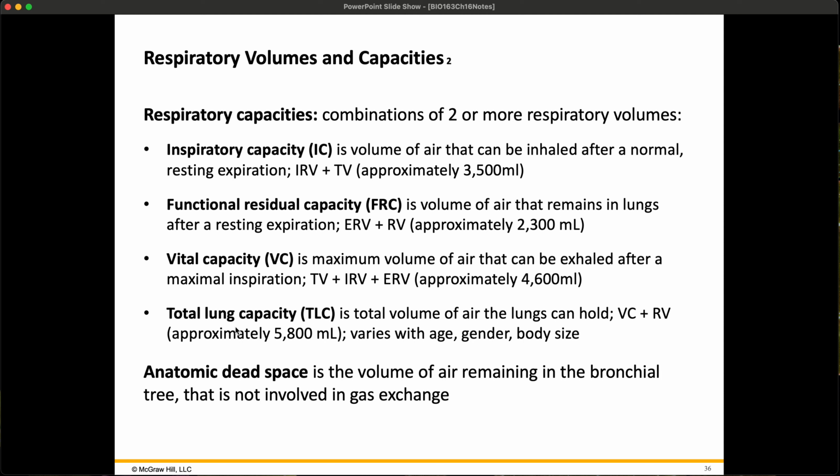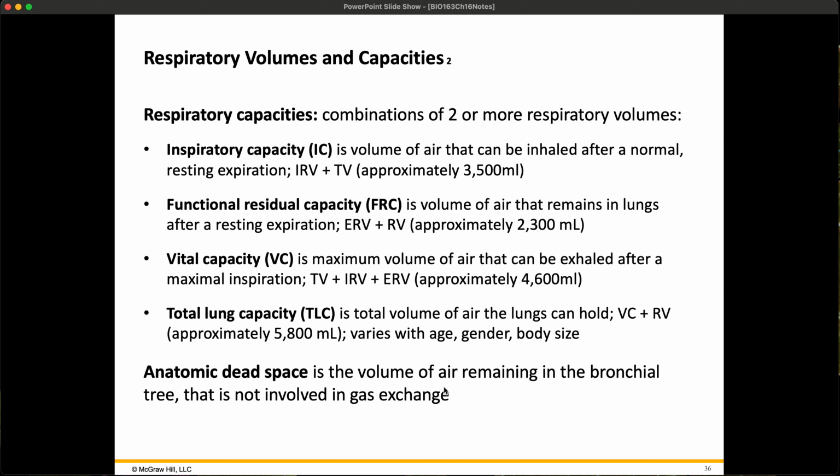Total lung capacity is all of that. It varies with age, gender, body size. It's the total amount of volume the lungs can hold. I think I said 6.8 before, 5.8 is what I meant to say. Sorry about that. So total lung capacity is all of the air that you can hold, so your vital capacity plus your residual volume. There's also this volume called anatomic dead space.